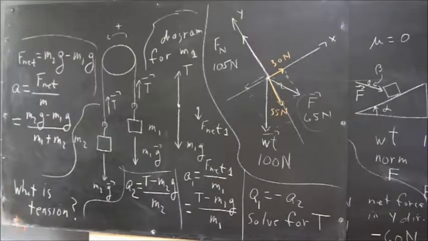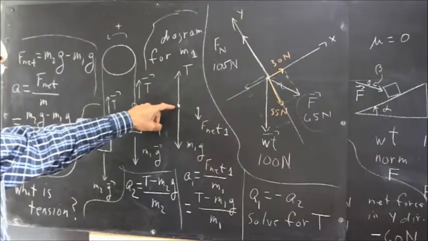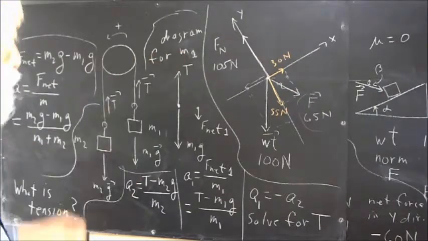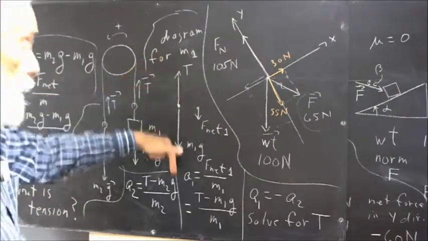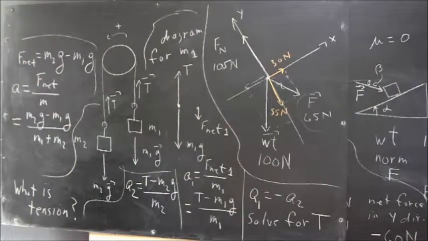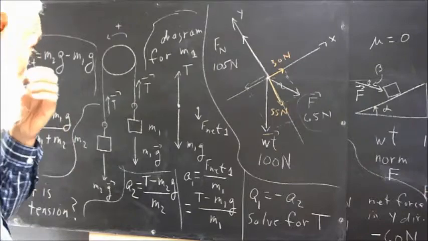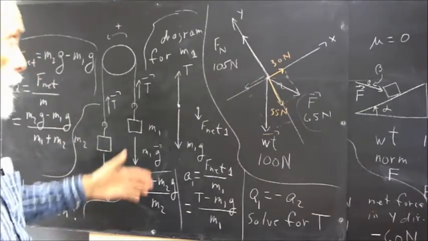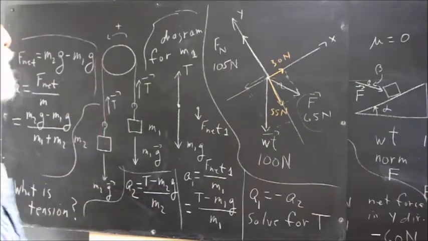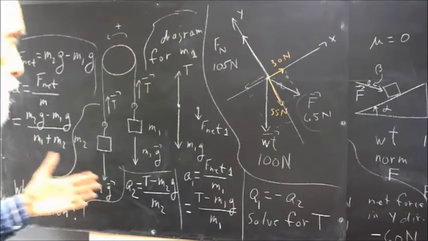Question is, what is the tension? To find the tension, we can draw a free body diagram for mass M1. We have a tension upward and M1G downward. I posed the question of whether this mass, according to my picture, would be accelerating downward or upward, and didn't get a lot of responses on that.